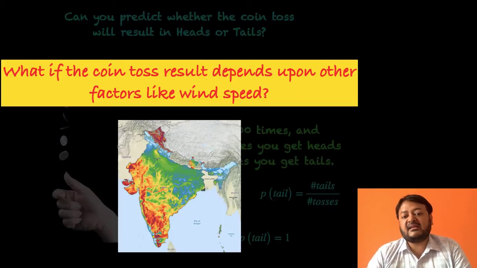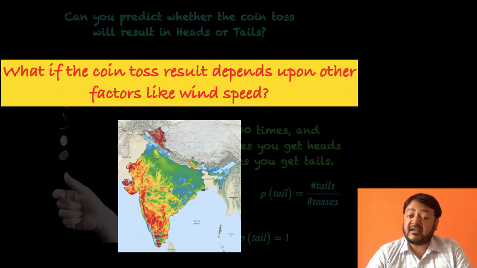Now let us add a little bit of complication. Let's say what if the coin toss result depends upon other factors like wind speed. So this image that you see on your screen is the distribution of wind speed all across India. The regions marked with red have higher wind speed and other regions, let's say those marked with blue, have a lower wind speed. So if you toss a coin in these different places, will you get the exact same probability or not? I do not know the answer a priori, I am just asking a question.